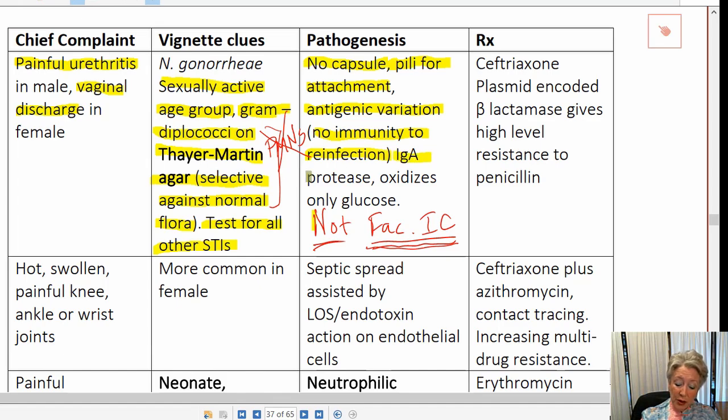It's also an IgA protease producer, but remember, I distinguish it because it doesn't oxidize maltose, it only reduces glucose. Now, we treat with ceftriaxone. Remember, lots of drug resistance occurring in this group, most of which is plasmid mediated, and I spoke before about the fact that it is on non-conjugative plasmids. So it takes 2 plasmids to actually transfer this via conjugation.